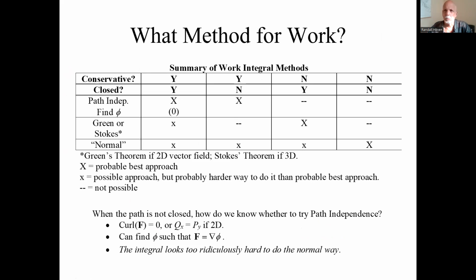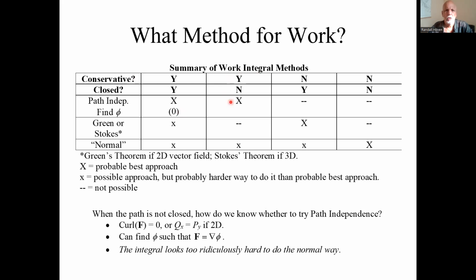Like when I gave exams, I didn't tell you which method to use. It boiled down to two big things. Is the vector field conservative, at least for the work integral, and is the path closed? If both are yes, then it's trivial. You get the answer of 0. If it is conservative but not closed, the best method is path independence.